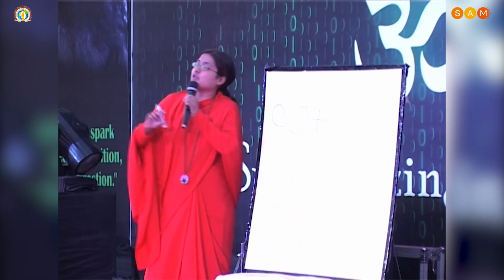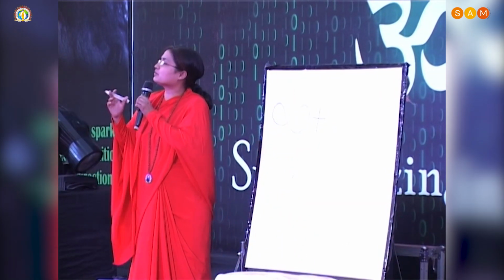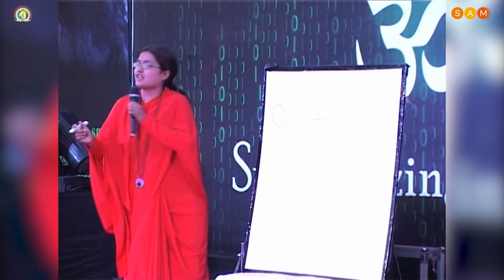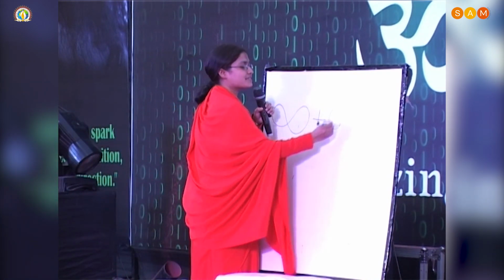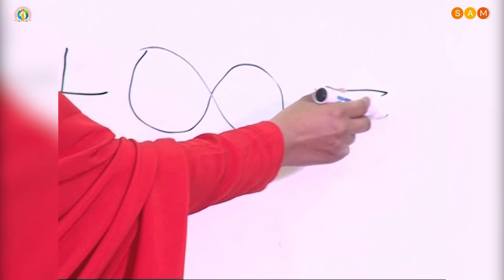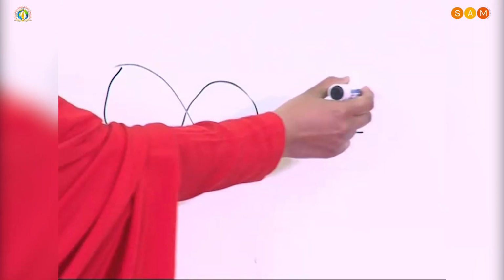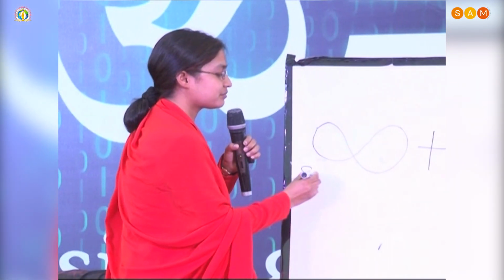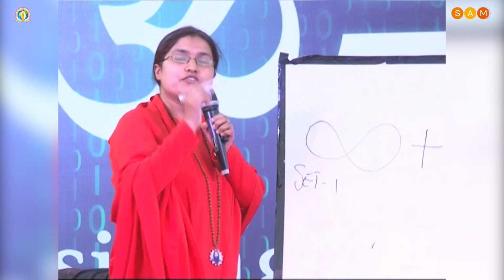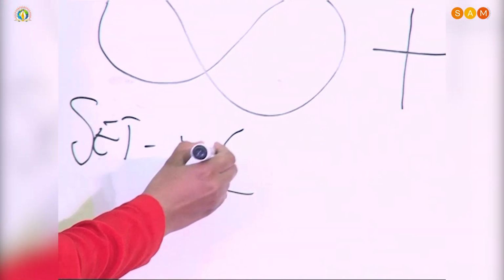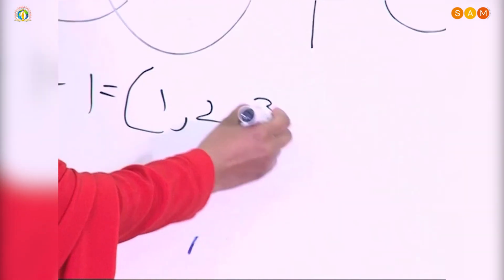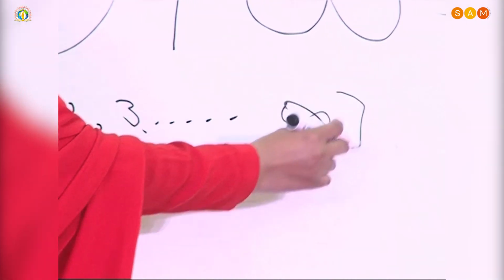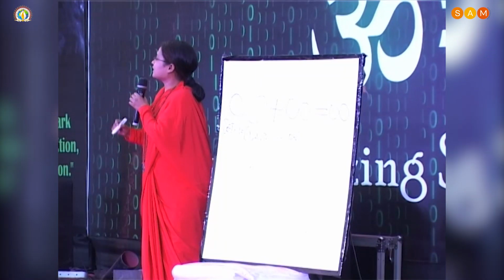Infinity has, you know, very magical properties. Do you know about the magical properties of infinity? Infinity plus infinity is equal to infinity. This is a magical property of infinity. Second property of infinity: if we have an infinite set, set one, 1, 2, 3, till infinity. This is an infinite set.